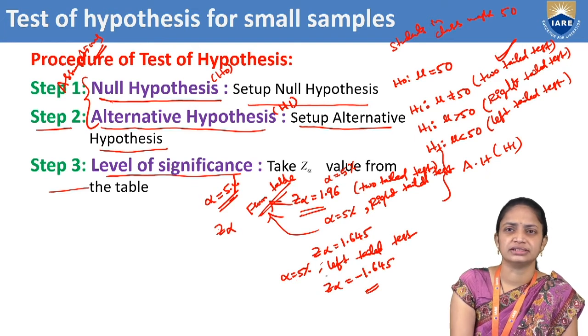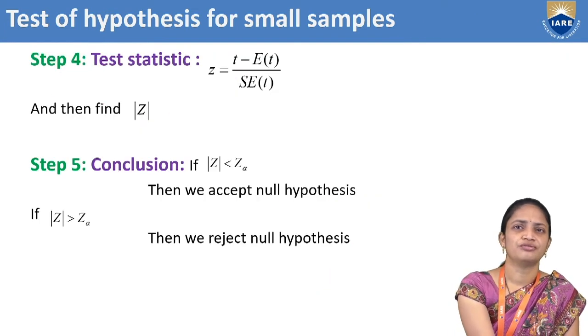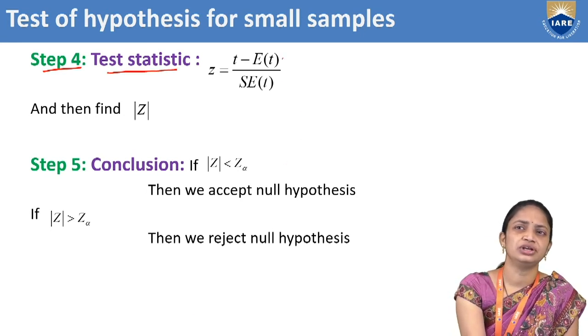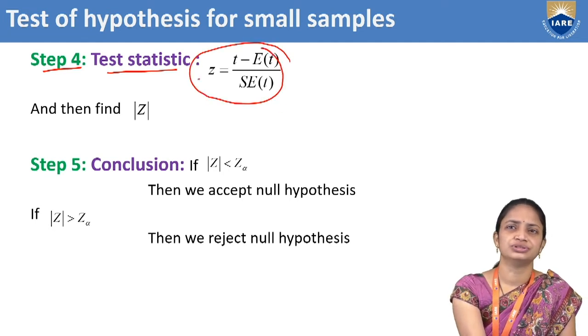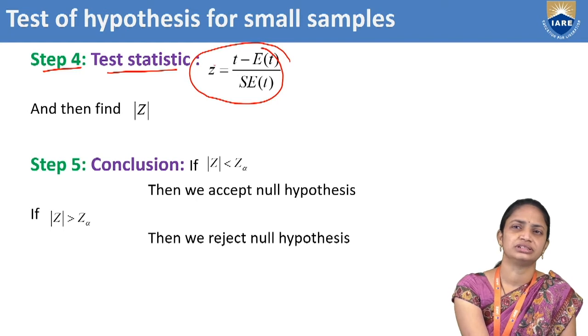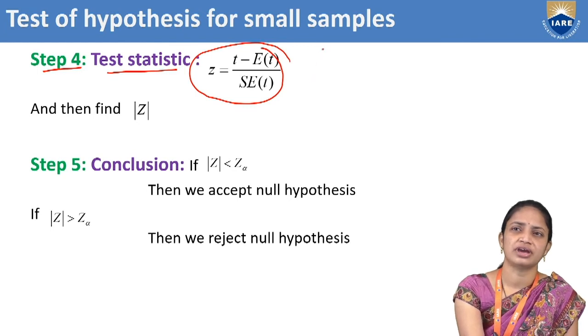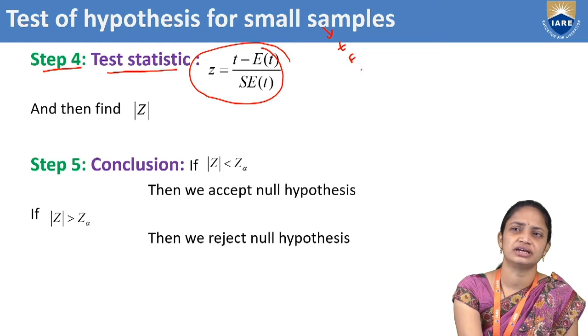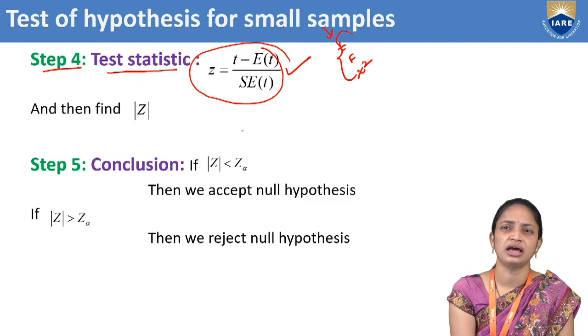Next, fourth step. What is our fourth step? Our fourth step is test statistics. So here we need to take the formula. The test statistic is denoted with Z here. In test of hypothesis for small samples, we have 3 tests: t test, f test, chi-square test. So according to those tests we need to write the formula here.